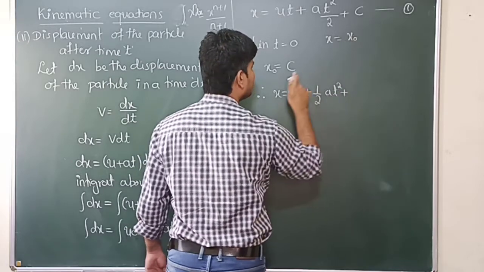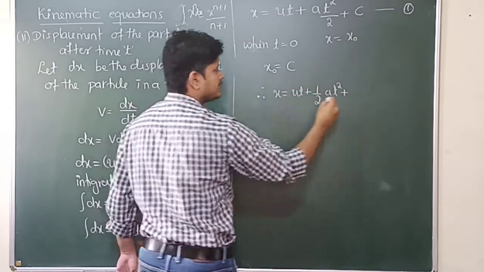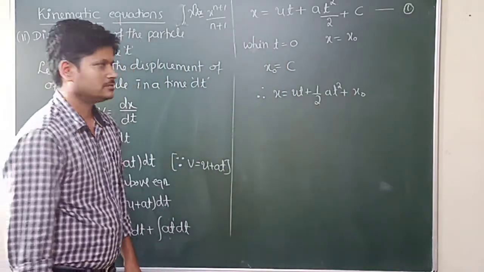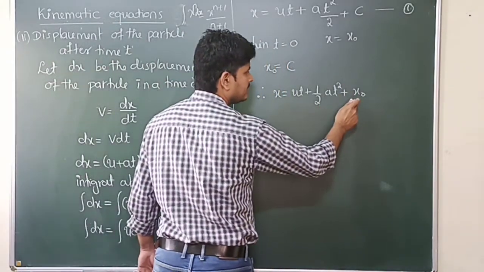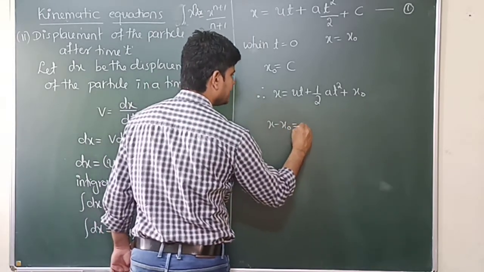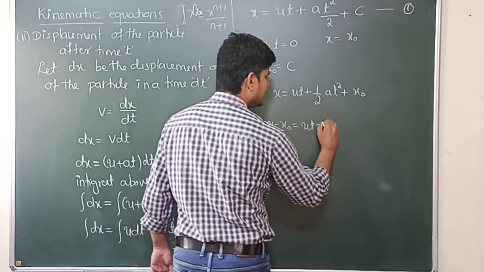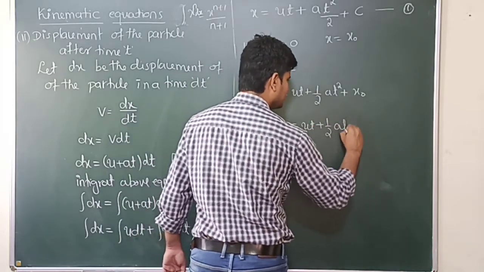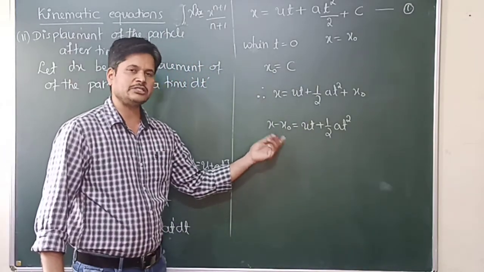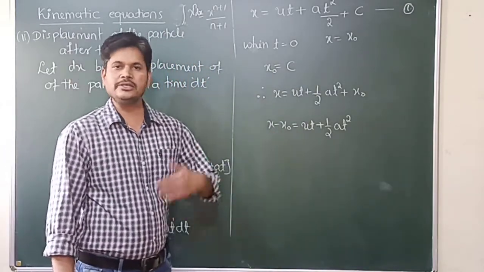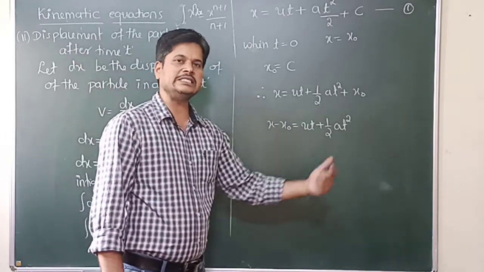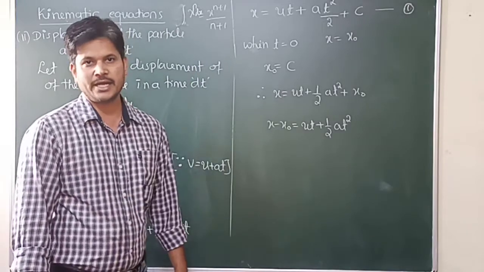In the place of c, here I will write x naught, right? Now take this x naught to the left side, then x minus x naught is equal to ut plus half at square. What is this x minus x naught representing? Change in the position, right? That change in the position is nothing but displacement of the particle.